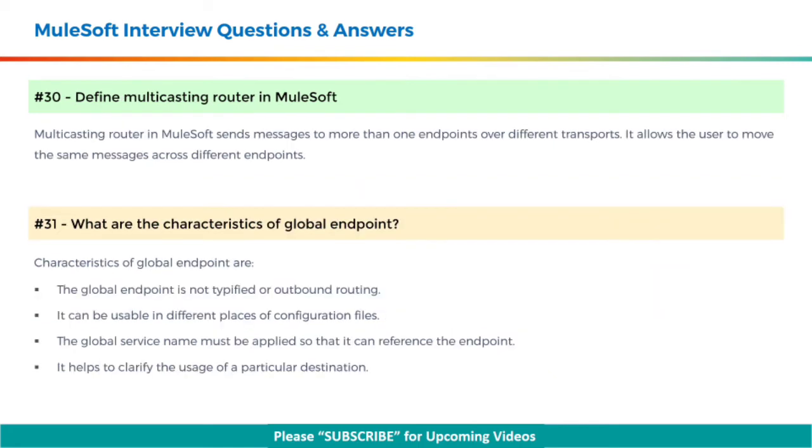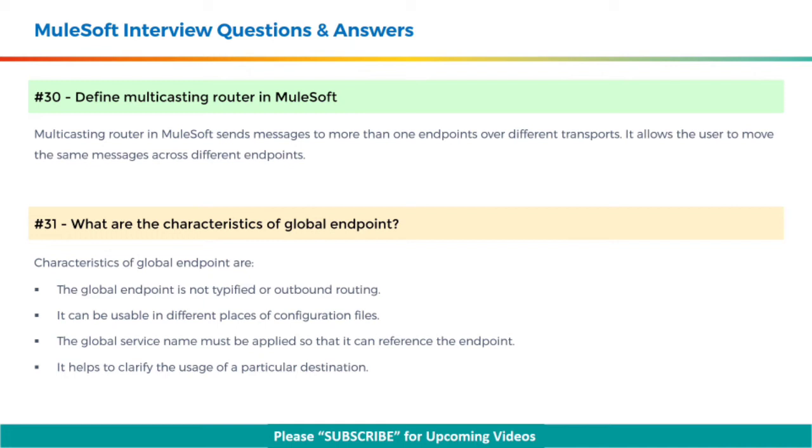Next, define multicasting router in MuleSoft. A multicasting router in MuleSoft sends messages to more than one endpoint over different transports. It allows the user to move the same messages across different endpoints. Next, what are the characteristics of a global endpoint? Characteristics of a global endpoint are as follows.